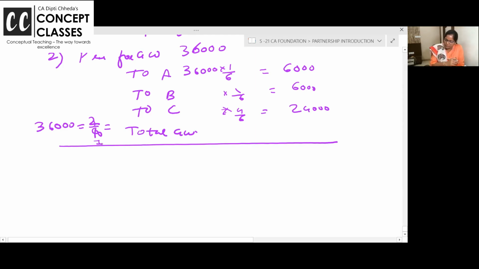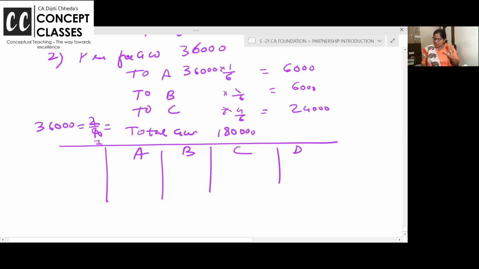$36,000. 1,80,000. 180 into 2/10, calculate it, you get 36,000. I hope all of you are getting it. 180 is the total goodwill. Can we very quickly do A, B, C, D?